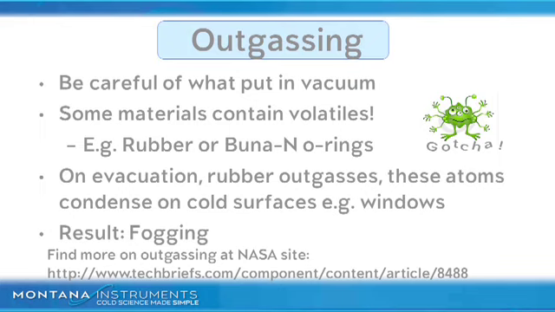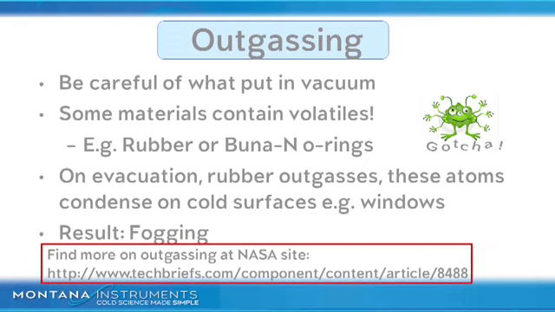Let's talk about outgassing. It's important to be careful what you put in the cold space. Many laboratory materials have volatiles that will be pulled out of the material in a vacuum. There are several lists of materials which are acceptable for cryo work. Here is one example at the bottom of the page.